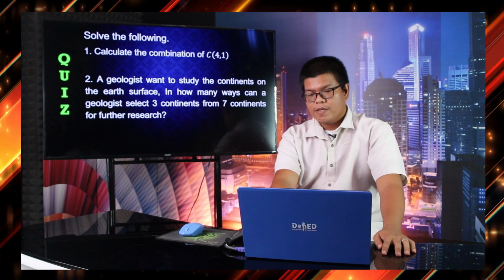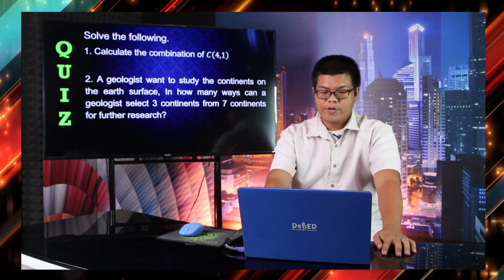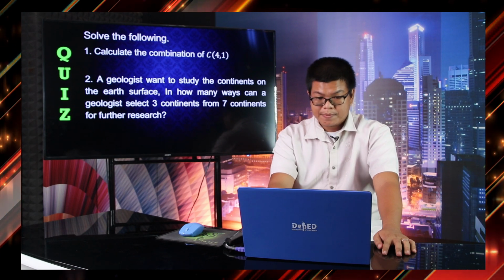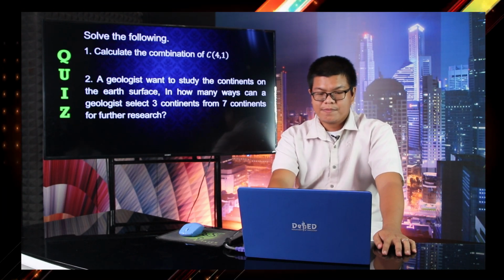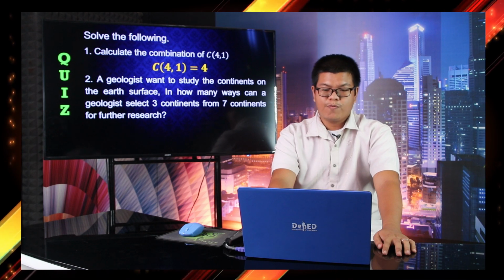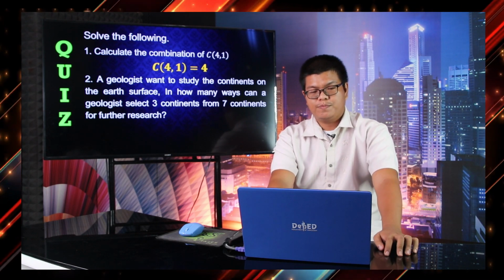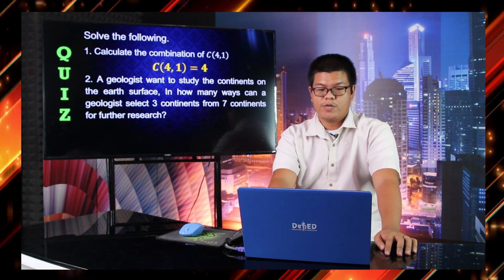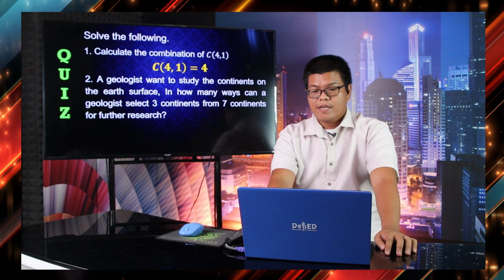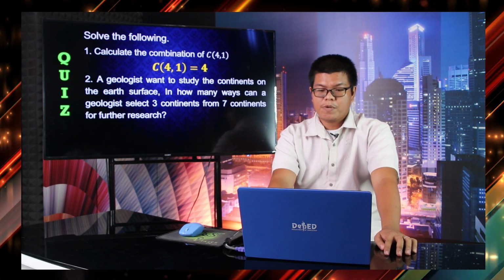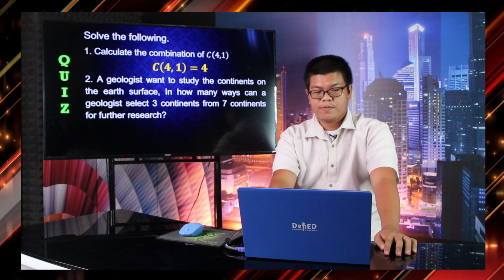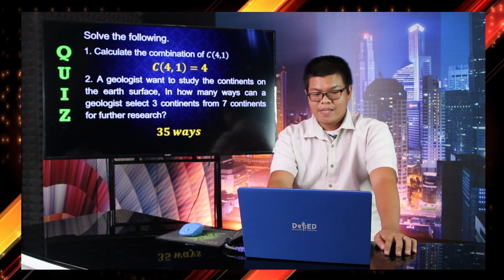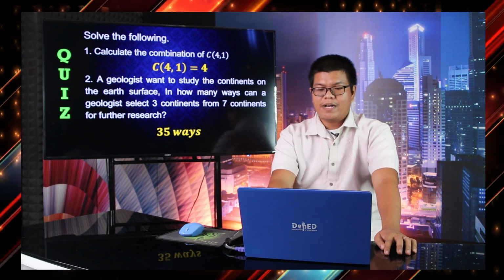Time's up! Let's check your answer. For number 1, calculate the combination of 4 taken 1. The answer is, very good, 4. How about number 2? A geologist wants to study the continents on the Earth's surface. In how many ways can a geologist select 3 continents from 7 continents for further research? Tama! 35 ways.